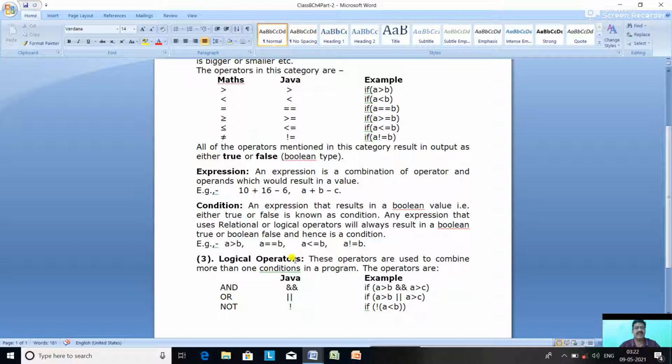So it is a condition. A equal to B is checking for equality. If the A value is equal to the B value, the output will be true, otherwise false. A less than or equal to B: if the A value is less than B, the output is true. If the A value is equal to B, then also the output will be true. A is not equal to B: if A and B are different, then the output will be true, otherwise false.